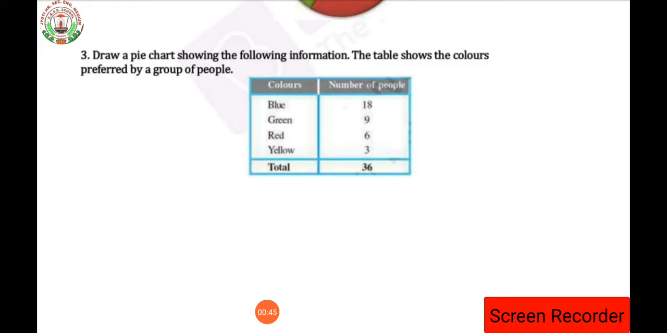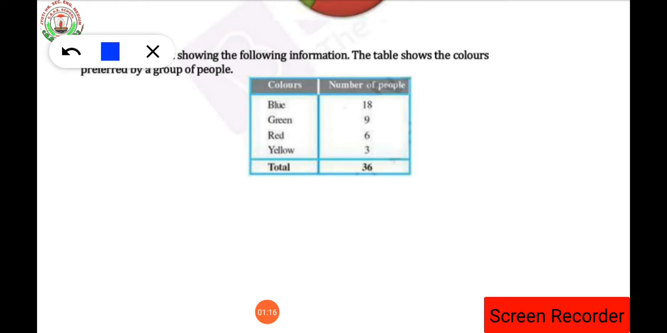So dear student, here in this question we have to draw a pie chart. What do we have to draw over here? We have to draw a pie chart, using the data that is given here. So what is the data over here? Let's see the data of question number 3. Here is the data about colors and number of people.